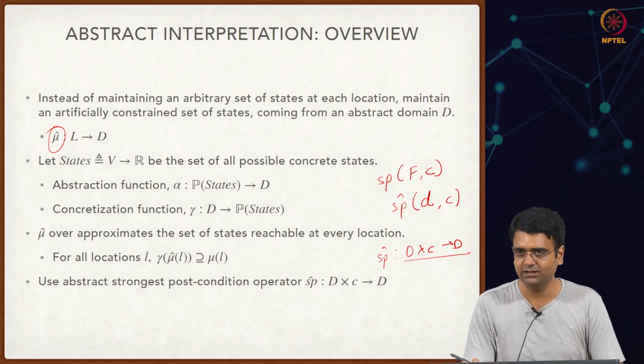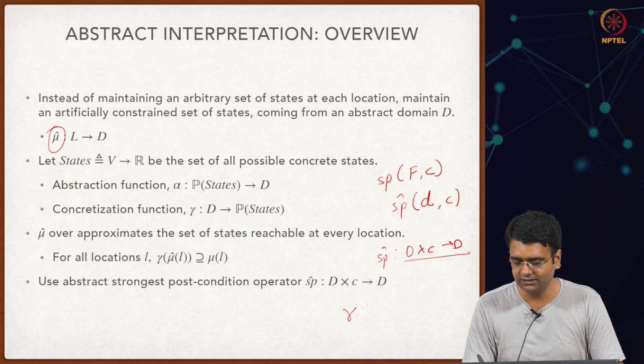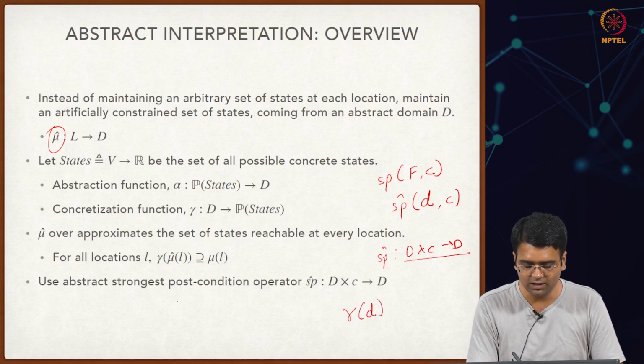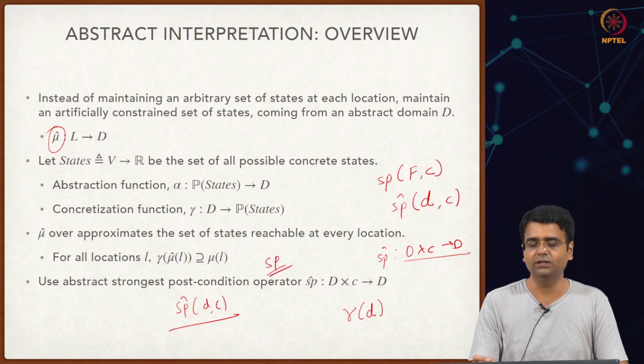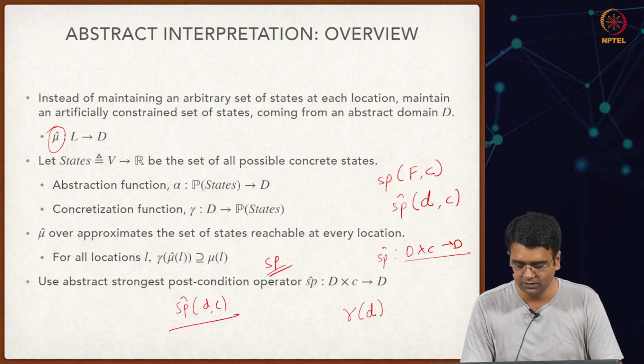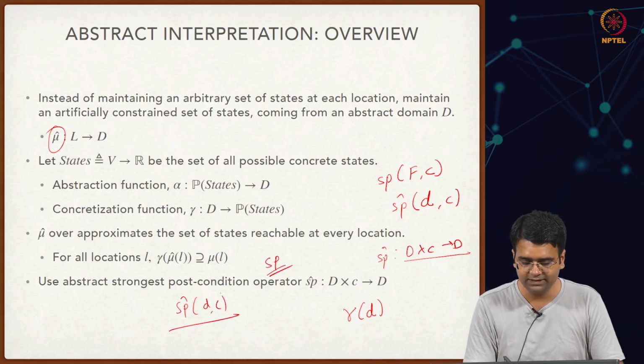And again, you can think about how this should be related to the concrete program states. Given an element of the abstract domain, I know that I can concretize it using the concretization function. So suppose I concretize D. The question is how should I relate this SP hat of D comma C with the concrete strongest postcondition operator, which is SP. SP hat of D comma C is going to be another element of the abstract domain.